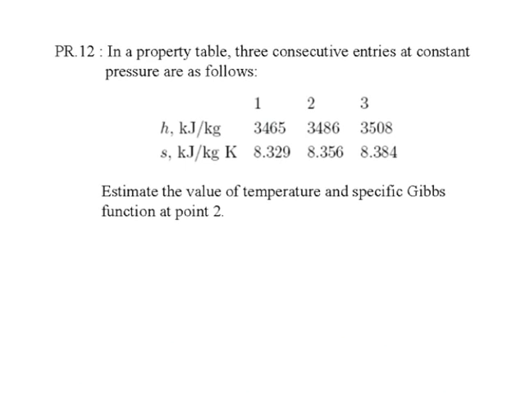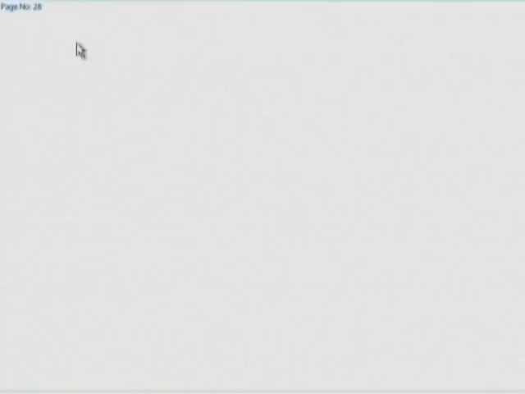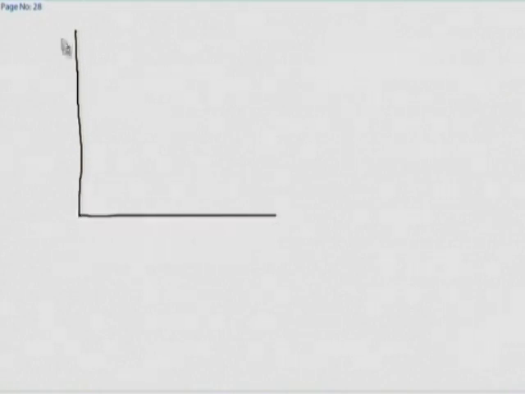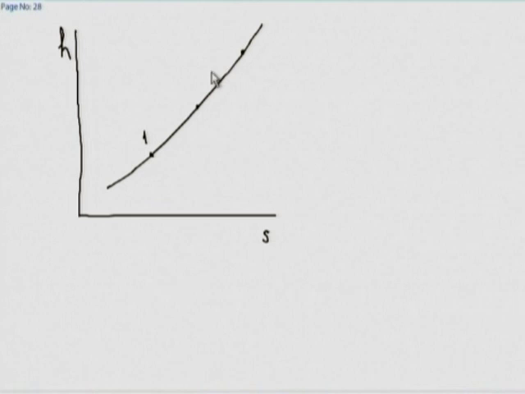PR12, in a property table, three consecutive entries at constant pressure are as follows. Note what we have is, remember this is enthalpy, entropy, and they are at constant pressure. So at some constant pressure you have these three points, may not be on a straight line, I think they are approximate straight line but not exactly straight line. So let us say you have points 1, 2 and 3. You have to determine T2 and G2.